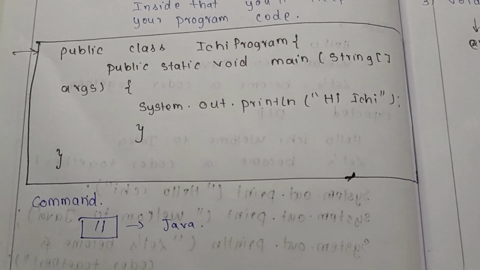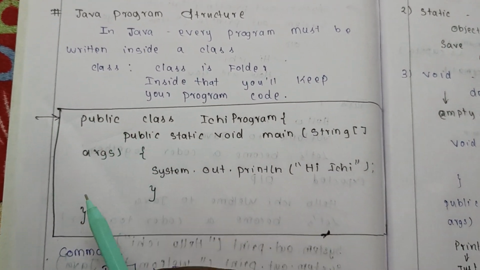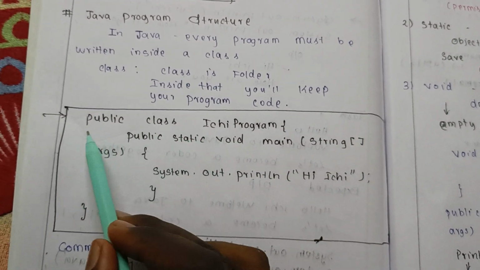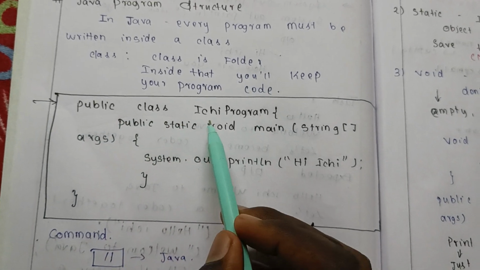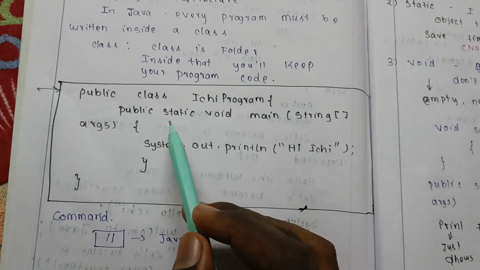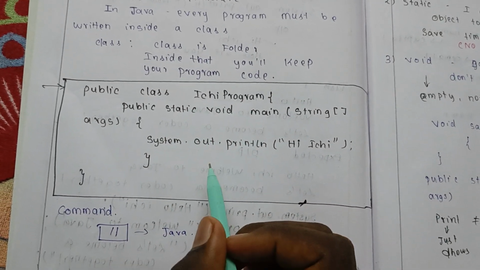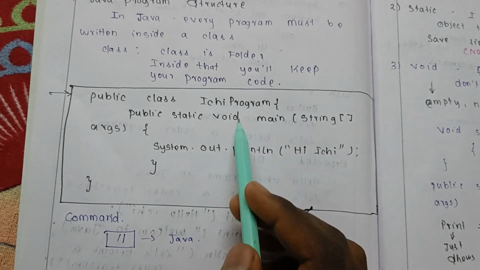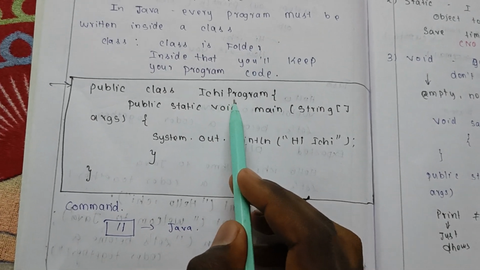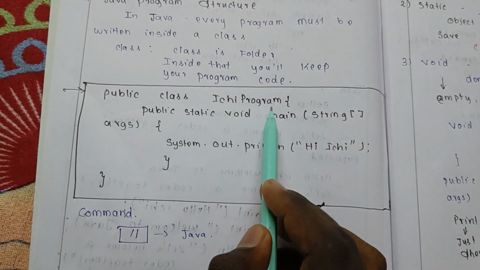No tension. Listen, there are two lines, line 1 and line 2. In line 1 there is a public class, and I have given the name Ichi program. This line means I'm creating a class called Ichi program. You can give any name, but the name should start with a capital letter. That's the one condition you have to know.